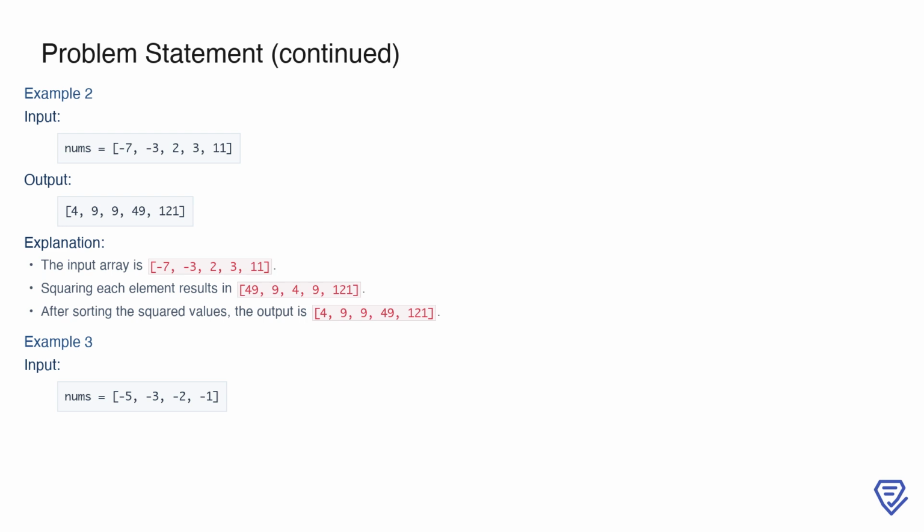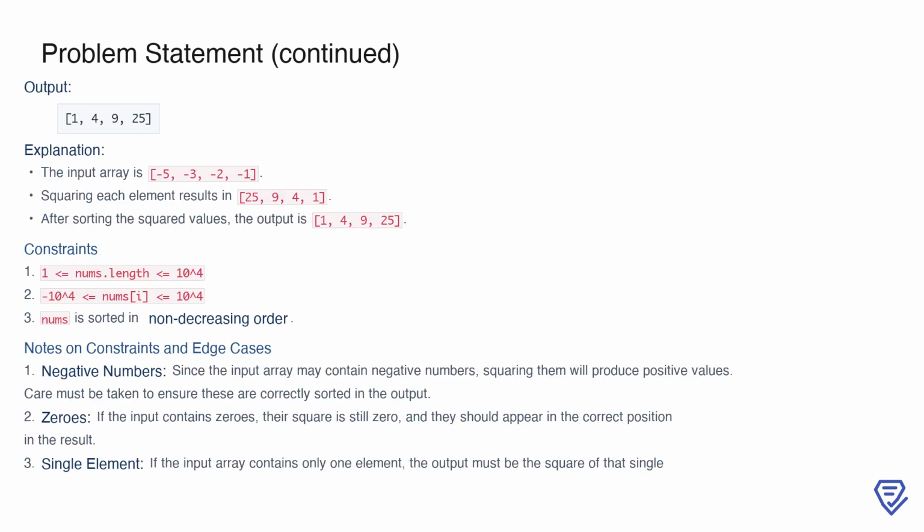Similarly, for an input like -5, -3, -2, -1, the squares of the elements are 25, 9, 4, 1. After sorting these squared values, we obtain the output 1, 4, 9, 25. These examples illustrate how the process involves both squaring the numbers and ensuring the output array is in the correct order. To solve this problem effectively, we need to consider the constraints.